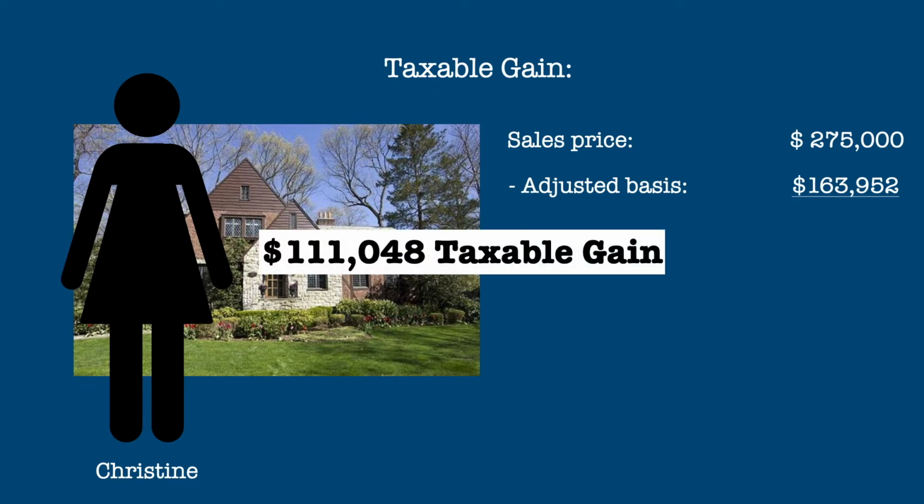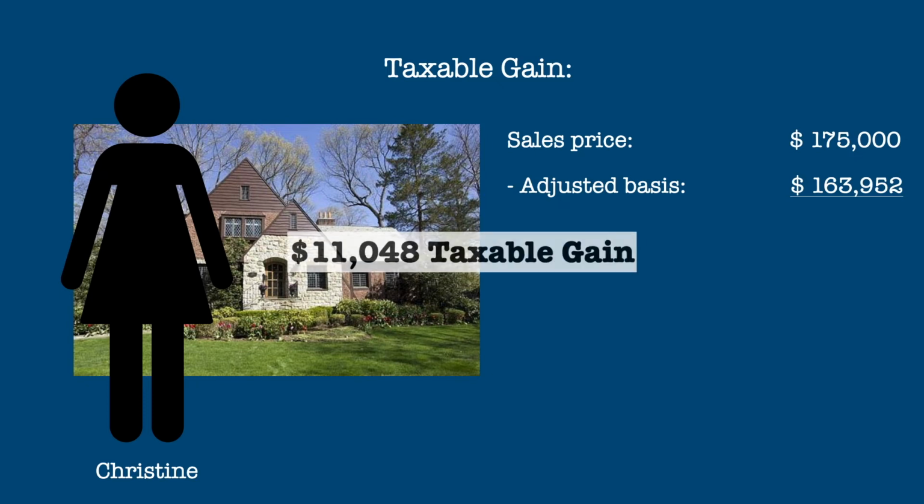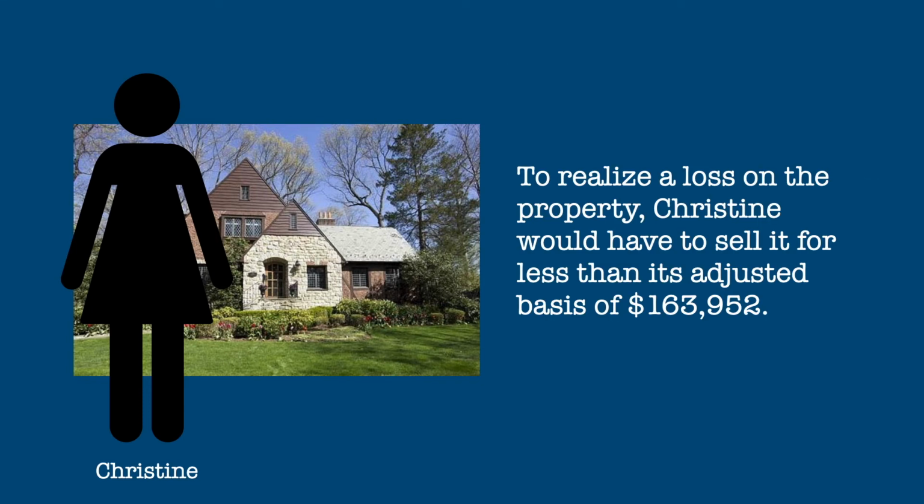Let's suppose for a moment that the housing market did very poorly, and Christine could only sell the house for $175,000, which is far less than what she put into the property. Because of the depreciation adjustment to the basis, she would still have a taxable gain of $11,048. She would have to sell the house for less than the adjusted basis of $163,952 to realize a loss on the sale.